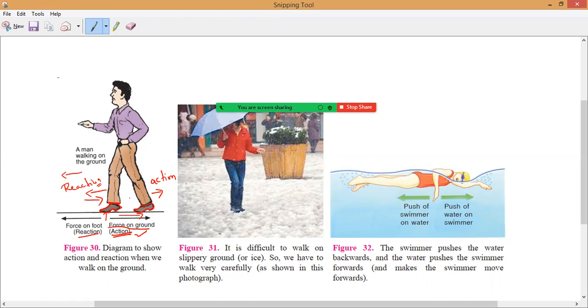Understand? Next one. It is very difficult to walk on slippery ground or ice. Why, guys? Anybody can tell? Why is it difficult to walk on ice or slippery ground? You all know, guys. Please try to answer. What is the reason behind it being difficult to walk on slippery ground?